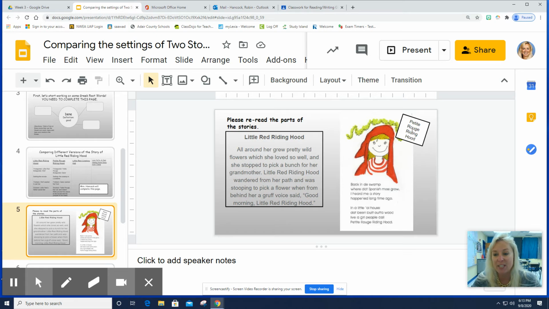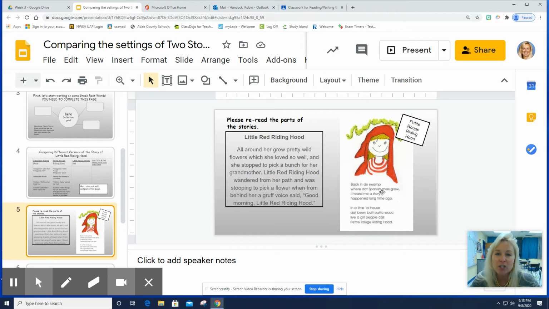Now let's talk about Petite Rouge Riding Hood. It starts out by saying, "Back in the swamp where that Spanish moss grow, I heard me a story happened long time ago. In a little old house that been built out of wood live a girl people call Petite Rouge Riding Hood."